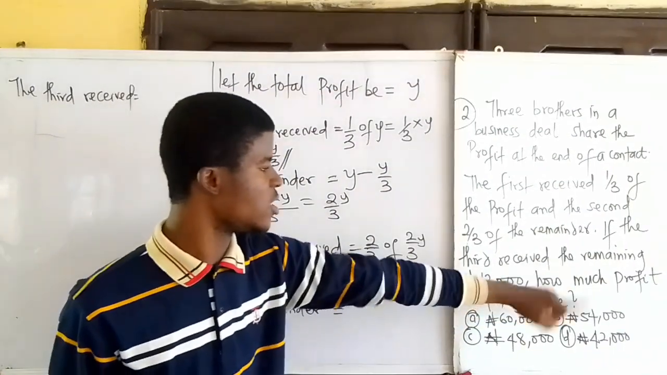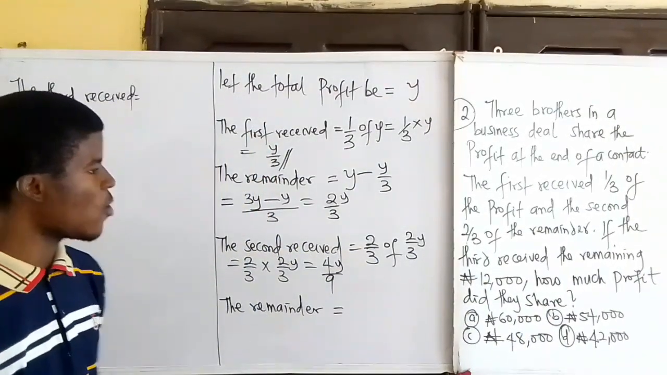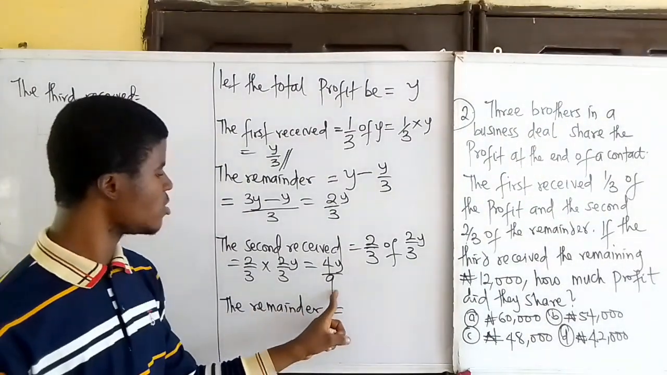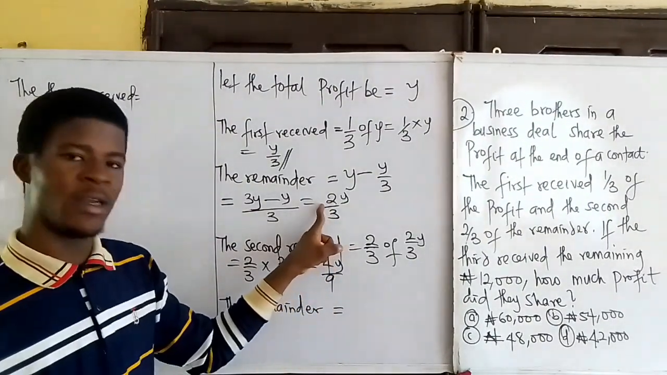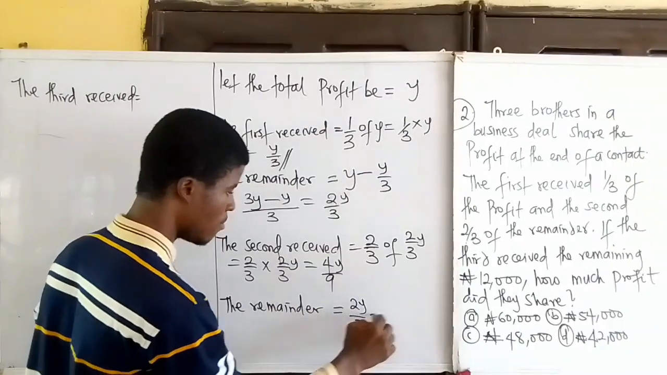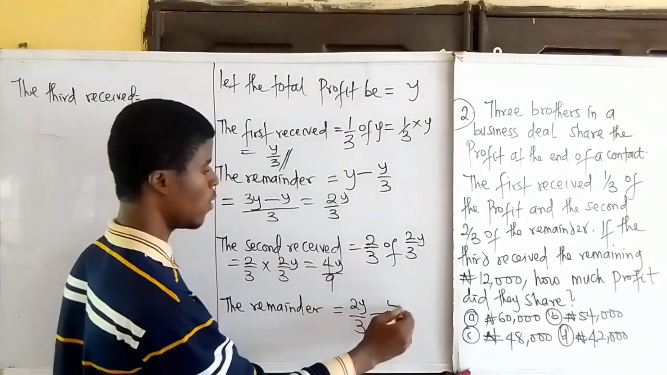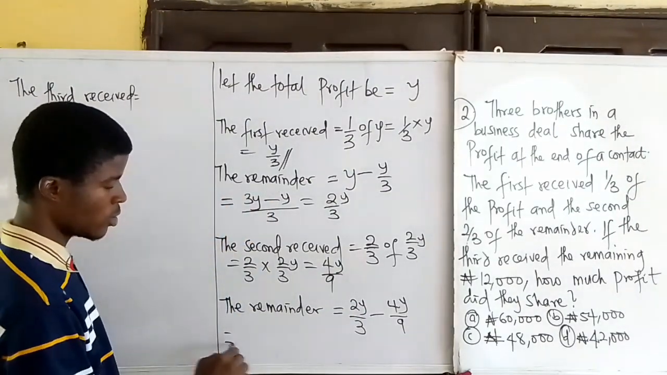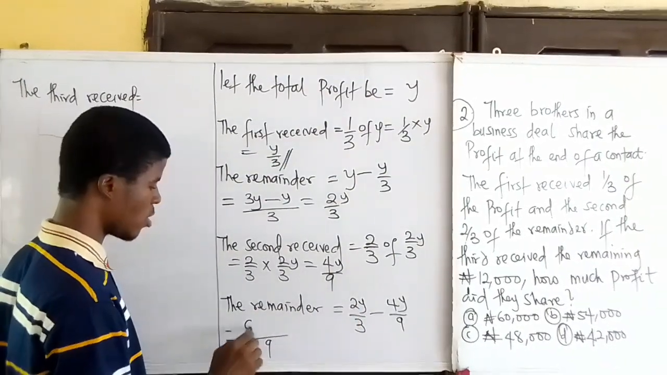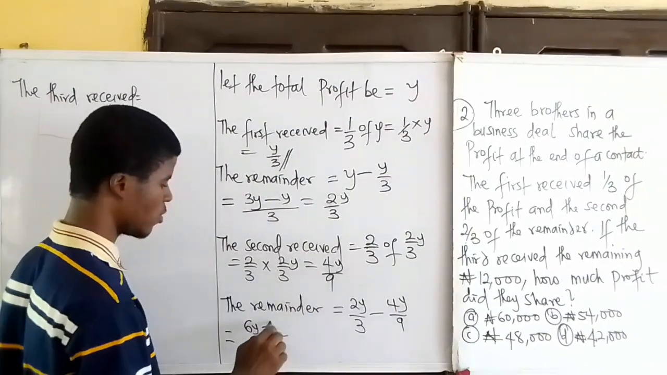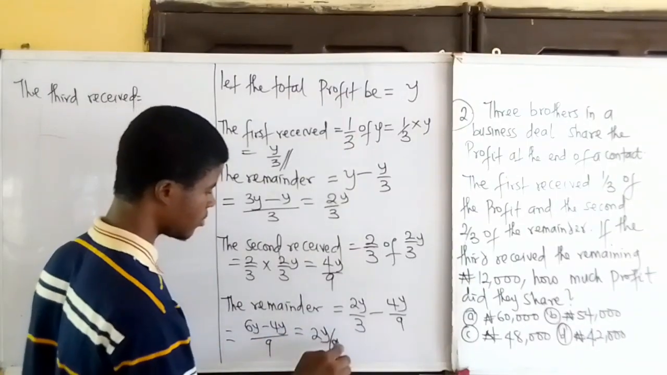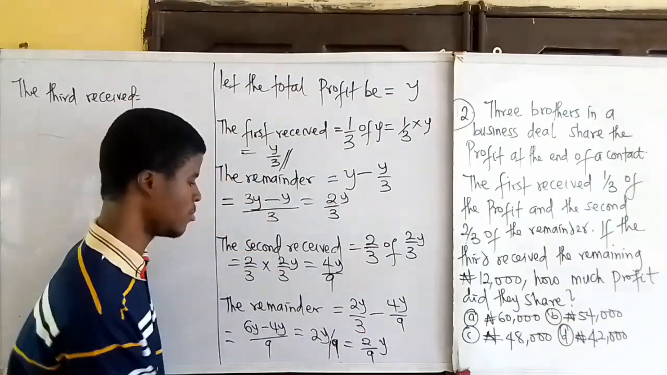Now, if the third person received the remaining 12,000 naira, before we can get the amount received by the third person, we need to take away the amount received by the second person from the remainder. So we'll get what is left. 2Y over 3 minus the amount received by the second person, 4Y over 9. So let's go. The LCM is 9. 3 into 9 is 3 times 2Y is 6Y. 9 into 9 is 1 times 4Y is 4Y. So 6Y minus 4Y is 2Y over 9, which is 2 over 9 of Y. This is the remainder.